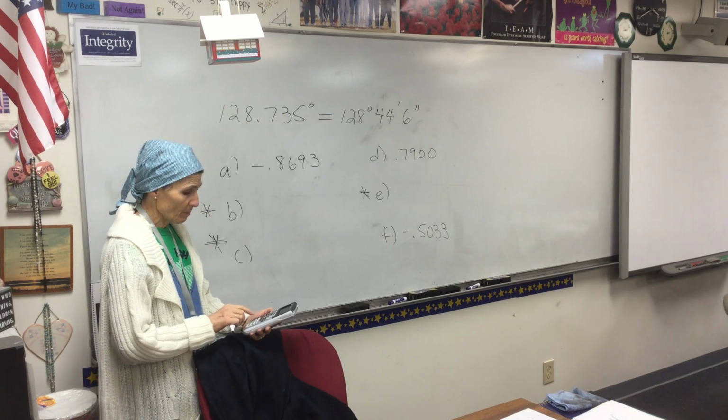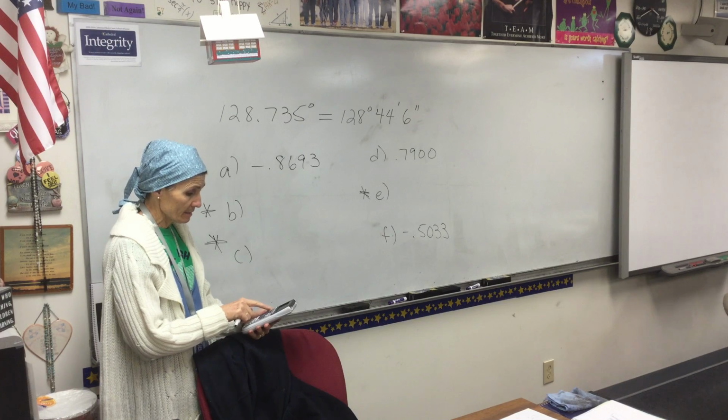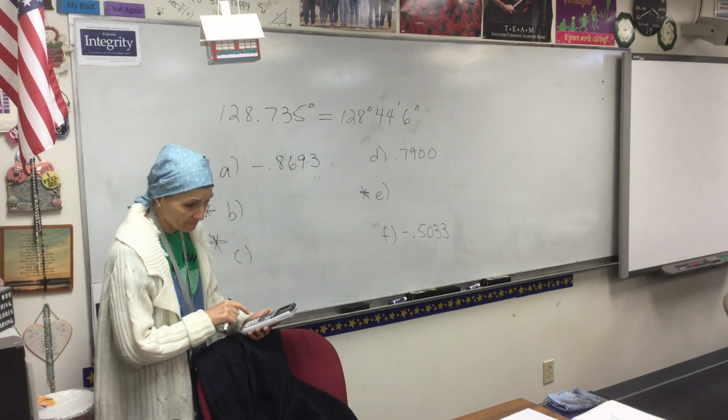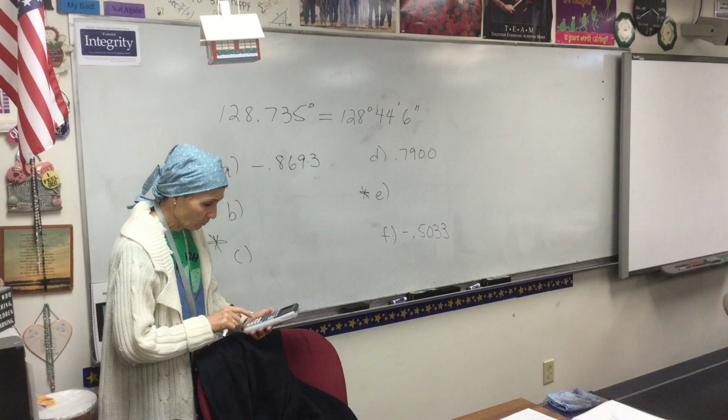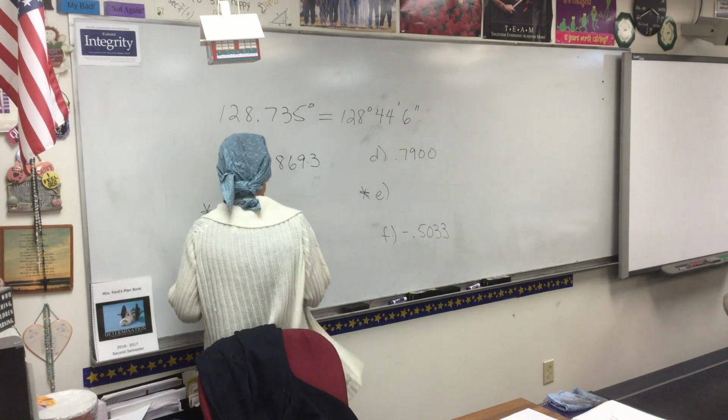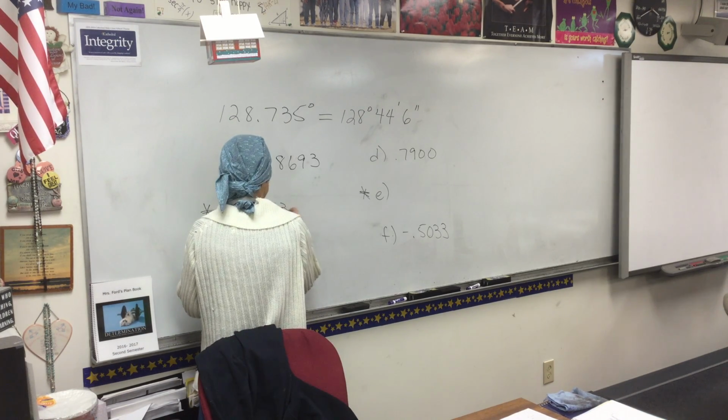So for B, what do we press? Second sine 0.514. And we get 0.5398.